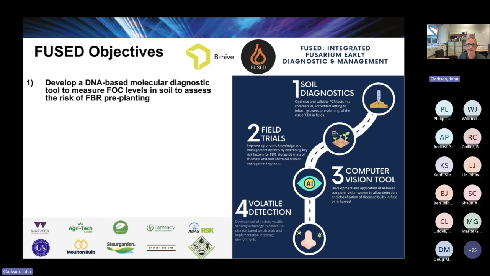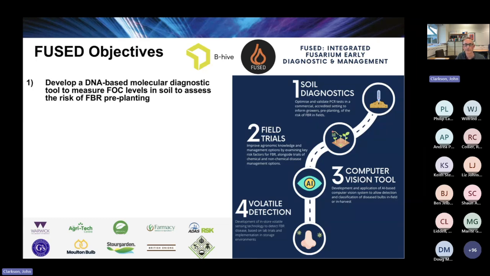This is a project that's been running about a year and a half now, funded by DEFRA and Innovate UK. And as you can see there from all the logos, it involved major players in the onion industry. So there were 4 different objectives to this particular project, which is ongoing. I'm not going to talk about all of them. I'm going to take a Warwick focused view, I'm afraid, so talk about the ones we're involved with.